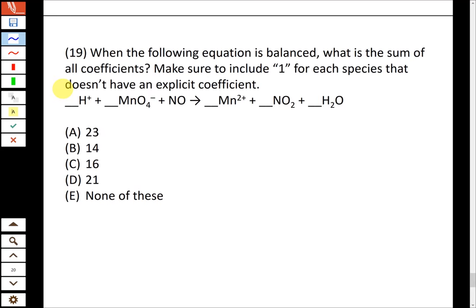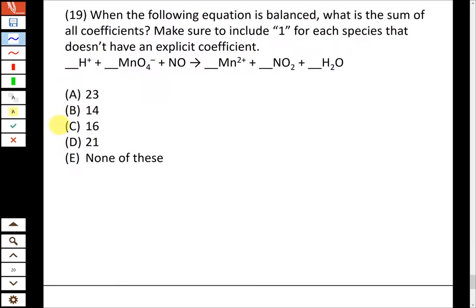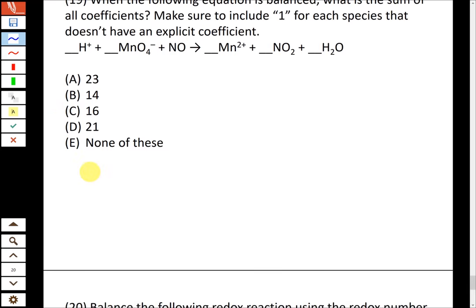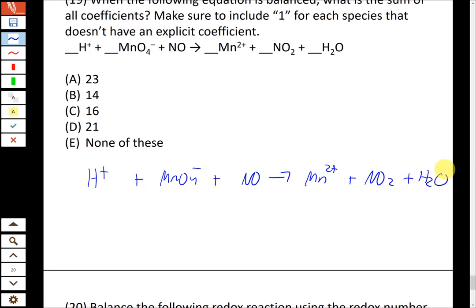So when the following equation is balanced, what is the sum of all the coefficients? And again, anything that doesn't have a coefficient is going to be assumed to be 1. So I'm going to write this out again just so I have more room to operate. So H+ MnO4-, NO, and then Mn2+, NO2 and H2O. All right. So we have to assign all the oxidation numbers first.